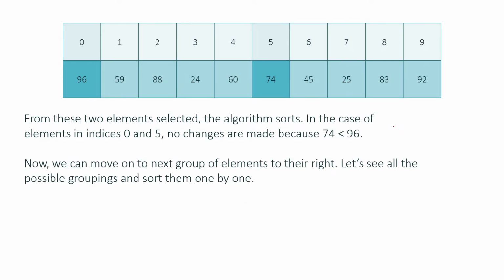From these two selected elements, the algorithm sorts. In the case of elements in indices 0 and 5, no changes are made because 74 is less than 96. Now we can move on to the next group of elements to their right. Let's see all the possible groupings and sort them one by one.